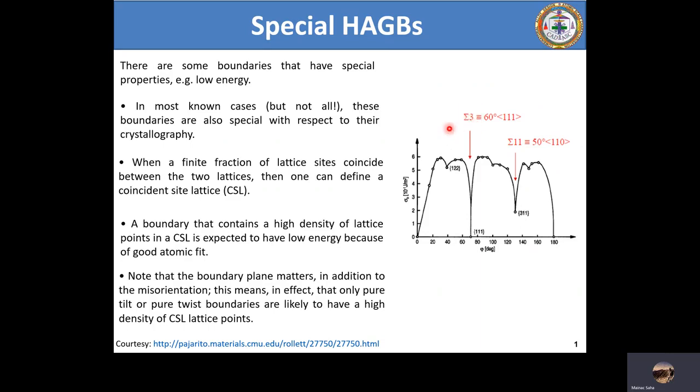So definitely this sigma 3 CSL boundary will have a much lower energy as compared to the sigma 11 boundary, because of the higher density of lattice planes in a CSL which are continuous with each other. Every third lattice plane between the two adjoining grains will be continuous, but here every 11th lattice plane will be continuous. So that we have to always keep in mind.